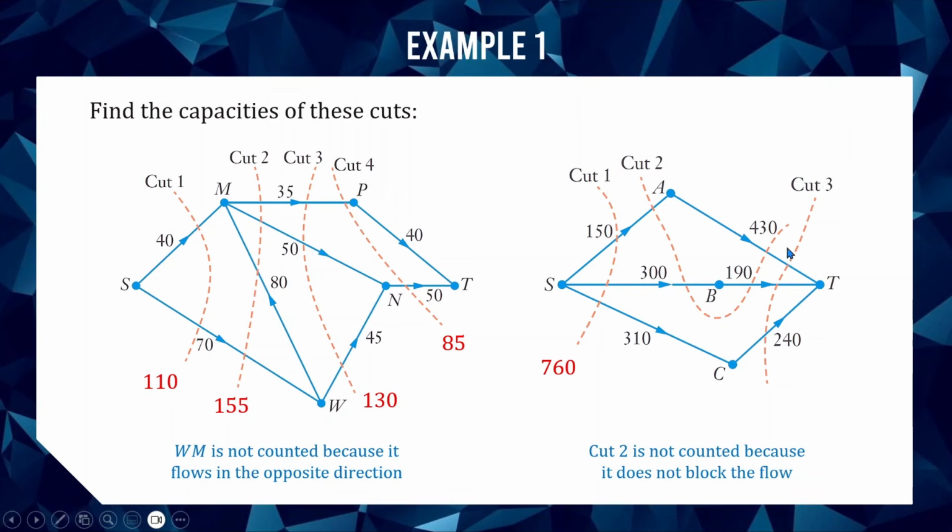Cut 3 on the end is all good. All 3 of these edges are flowing from source to sink, so we can add all 3 of these together. 430 plus 190 plus 240 is equal to 860.